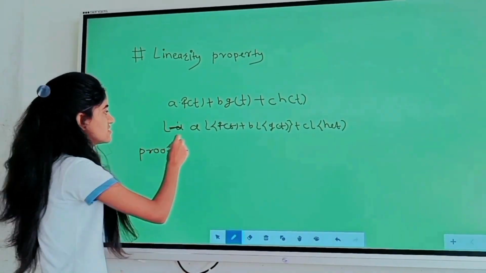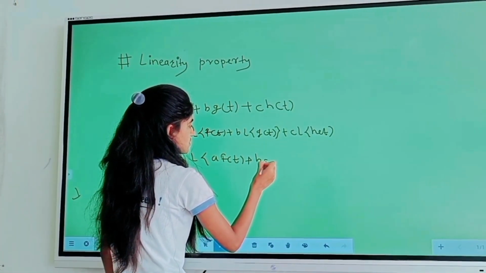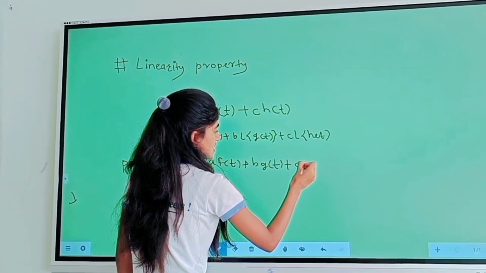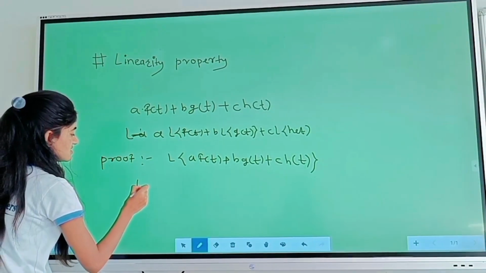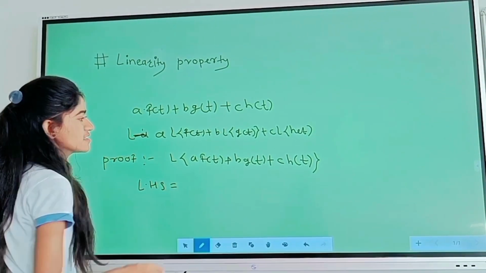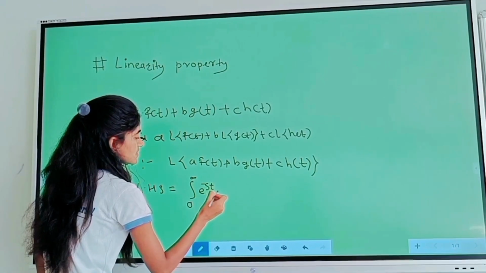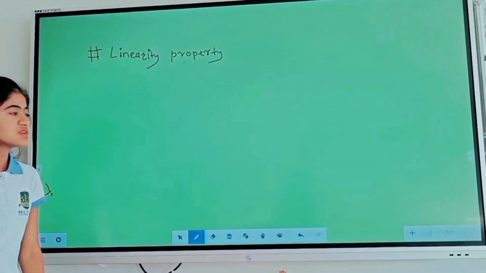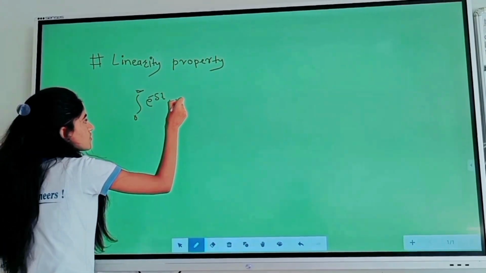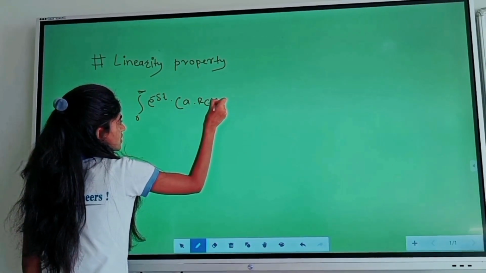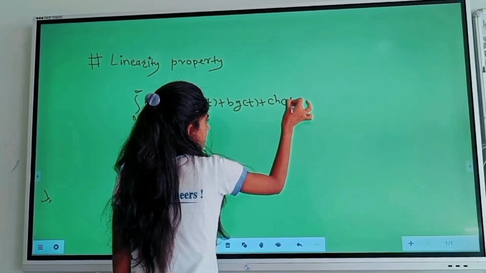So by using the Laplace of this function, Laplace of a into f of t plus b into g of t plus c into h of t, this is equal to, taking the definition of the Laplace transform, integration 0 to infinity e raised to minus st into f of t. So integration 0 to infinity e raised to minus st into a into f of t plus b into g of t plus c into h of t.